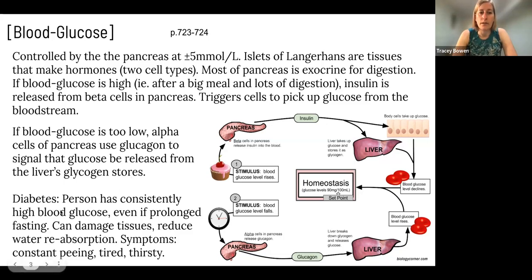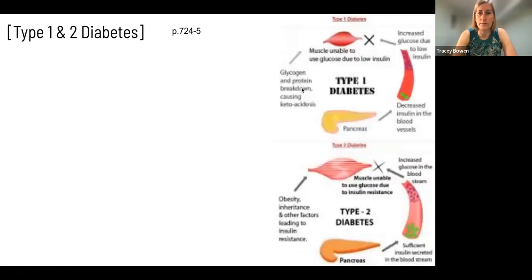But they will have high blood glucose levels even if they're going through prolonged fasting. So for some reason, their cells are not picking up the blood glucose properly. And this can result in damaged tissues, reduced water absorption, and damaged kidneys as well. The earlier symptoms of diabetes are going to be constant peeing, tiredness, and always being thirsty. That's kind of a weird combo, that you're always thirsty but constantly peeing.